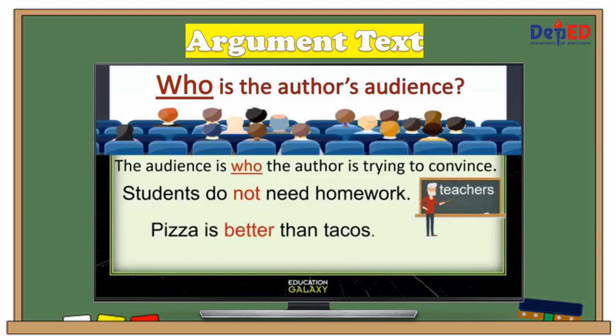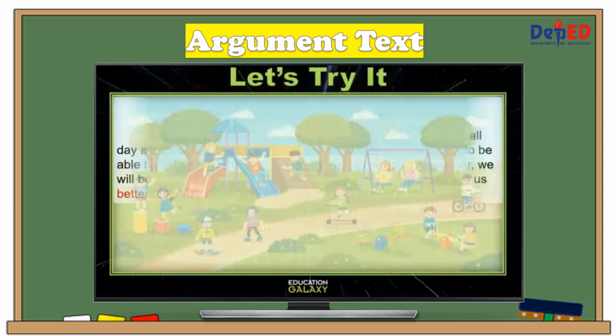Let's look at this sentence. Pizza is better than tacos. Who agrees with that? Who would the audience be for this sentence? Probably those people who love tacos. Good job. Now let's give it a try.